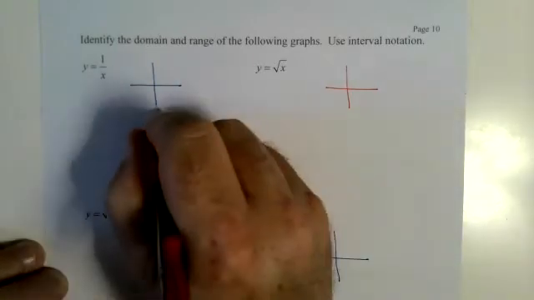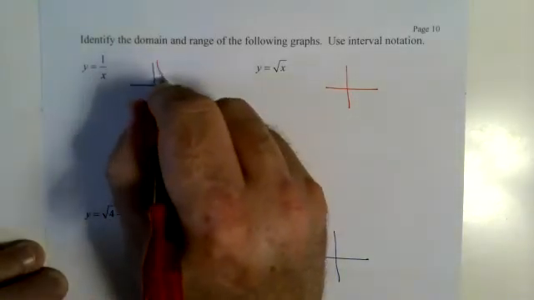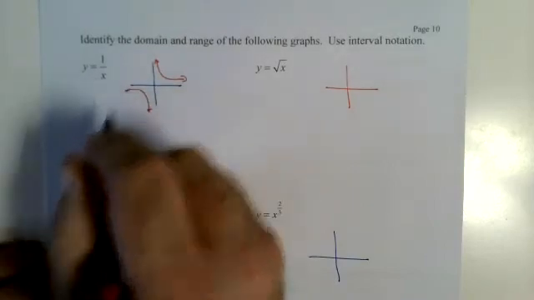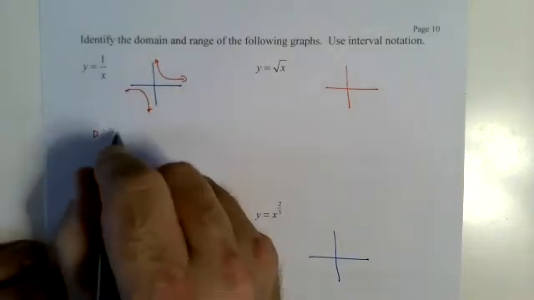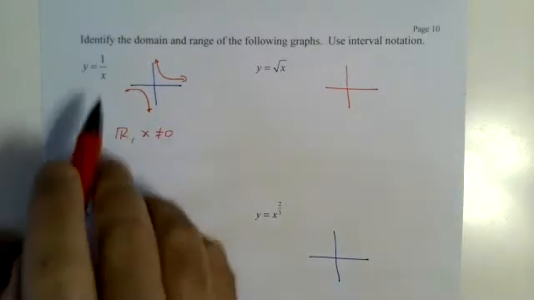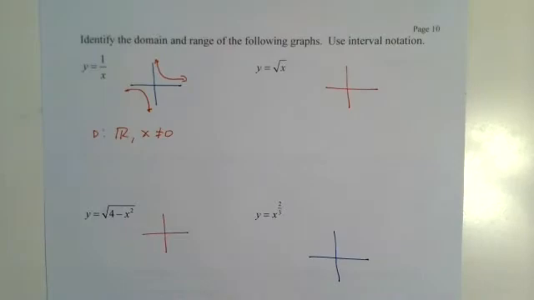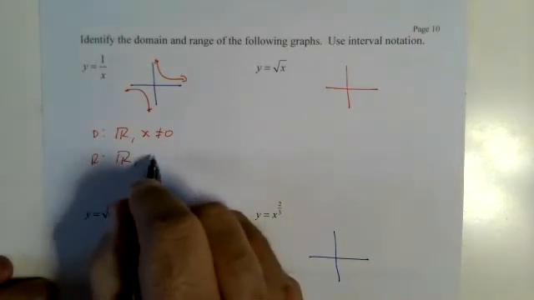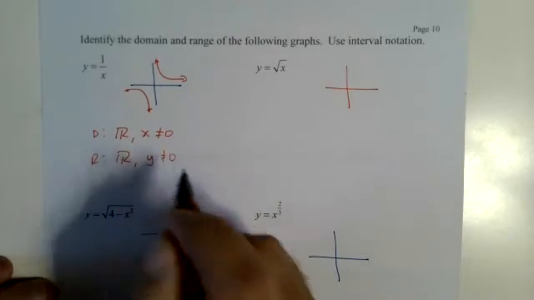All right. 1 over x, I believe, is up here and over here. So domain is all reals except x can't equal 0 because we can't put 0 on the bottom. All right. What's the range? Very similar. All reals, y cannot equal 0.